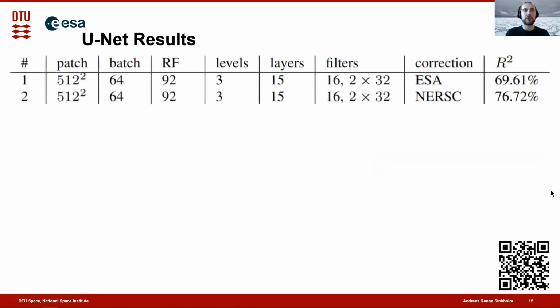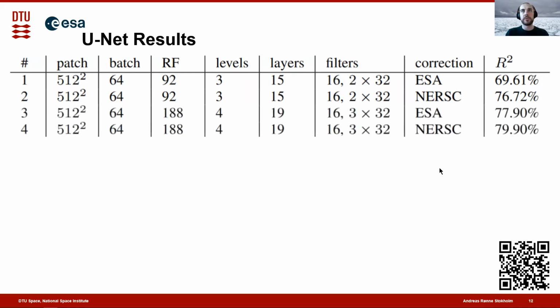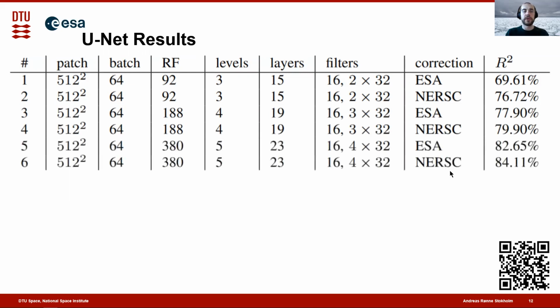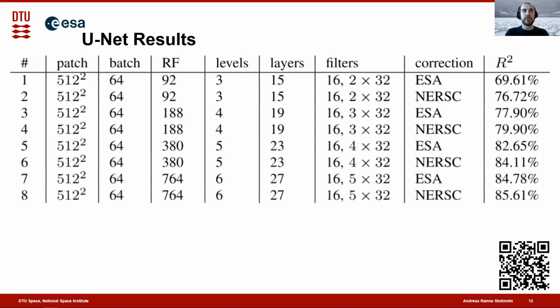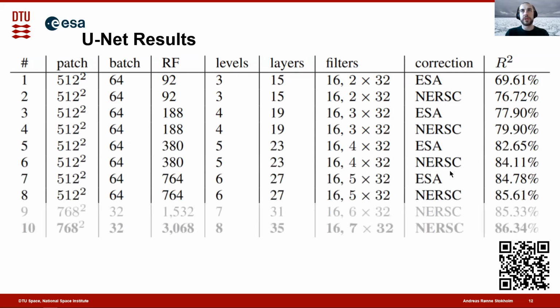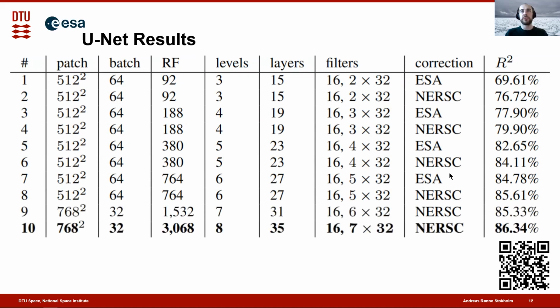Here are our results. We compare the model performance of both the SAR and NERSC noise corrections for each number of levels. We assess performance based on the R2 metric, which is a measure of similarity between model output and the reference ice chart. We see the model performance increases with higher number of levels. In addition, the NERSC noise correction is consistently scoring better. And we finally increase the number of levels all the way up to 8, where we see the best performance for our tests.